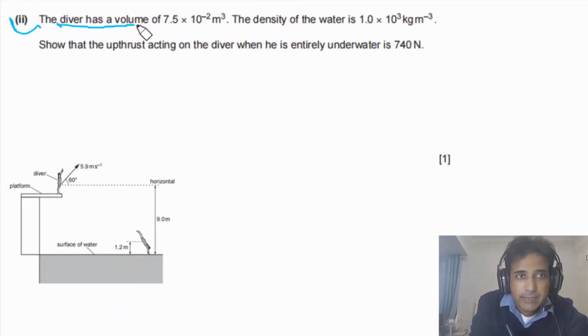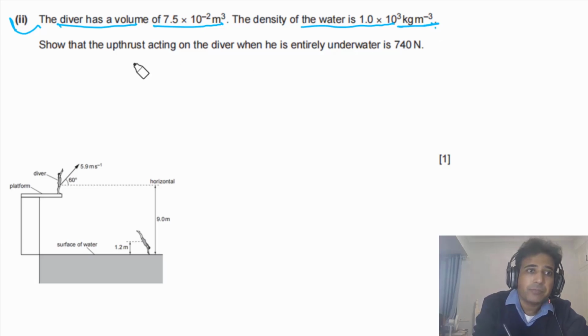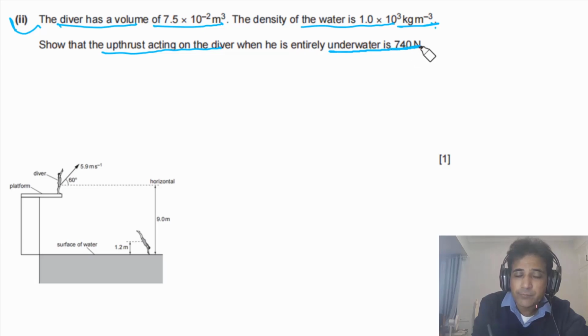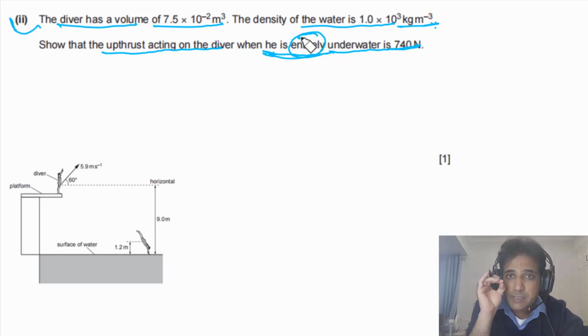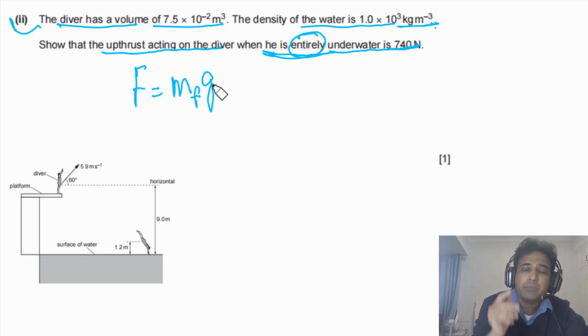The second part says the diver has a volume of 7.5 times 10 to minus 2 cubic meters. The density of the water is 1.0 times 10 to the 3 kg per cubic meter. Show that the upthrust acting on the diver when he is underwater is 740 newtons when he is fully submerged in water. This is very important, when he is fully submerged. So how can we calculate upthrust? Upthrust in this case will be equal to the mass of the fluid displaced times g, which is equal to the weight of the fluid displaced. And for the weight of fluid displaced, we can write down the mass.